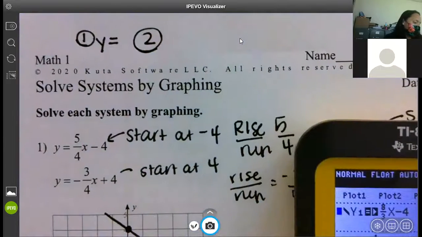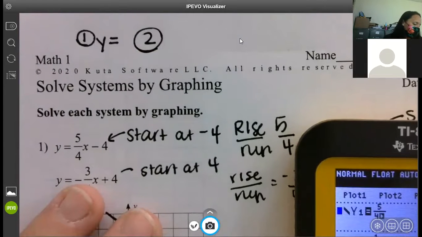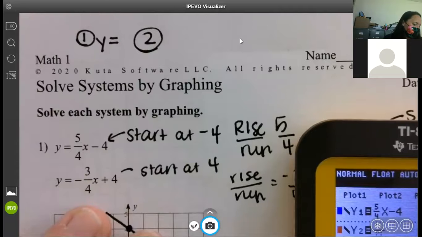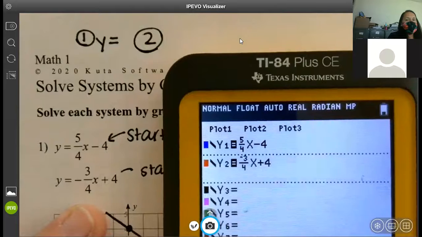We're going to go ahead and do that. So y equals, to get that fraction, alpha y equals 5/4, move over x minus 4. So again, we already know what the answer to this is. I just want to show you how to put it in your calculator. Alpha y equals -3/4 x plus 4. So it should look like this.